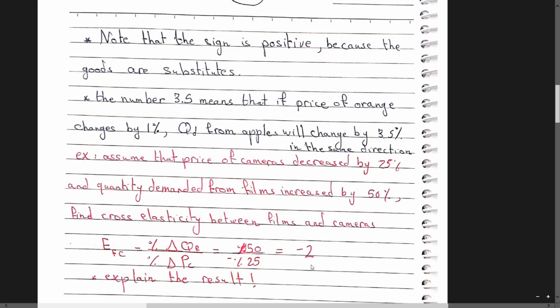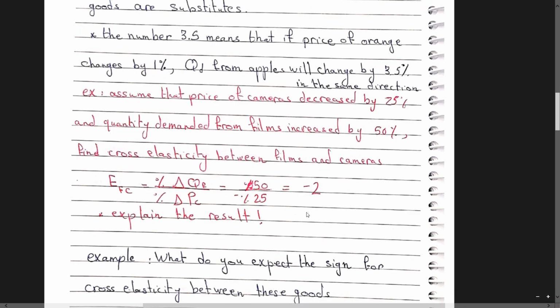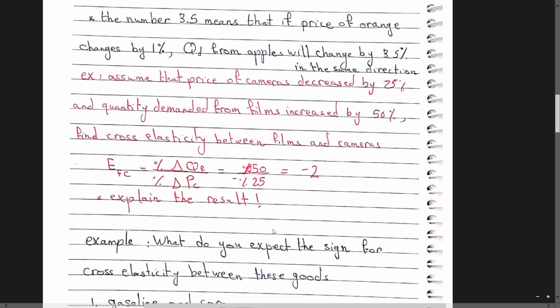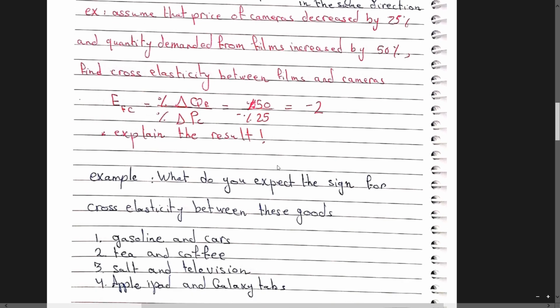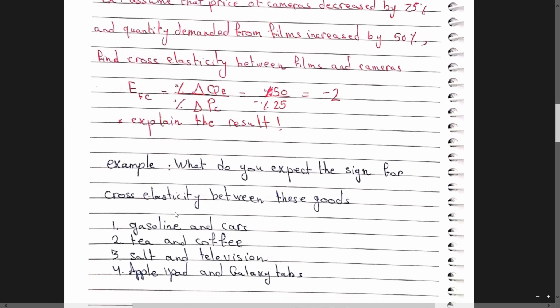Explain the result. It is known to us that negative means they are complement, and 2 means if price changes by 1%, quantity demanded will change by 2% in the opposite direction. Once more, opposite direction means negative, which means they are complement. Okay, done. But here there is a question: what do you expect the sign for cross elasticity between these goods to be? Should I leave it to you as an exercise or should we discuss it? What do you think? Let's discuss it.